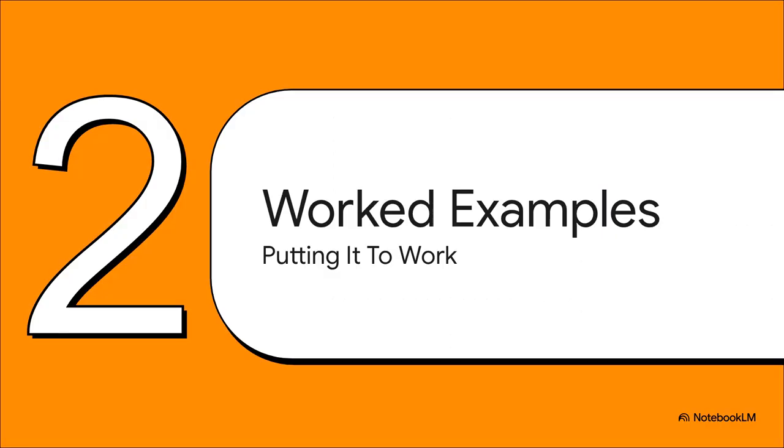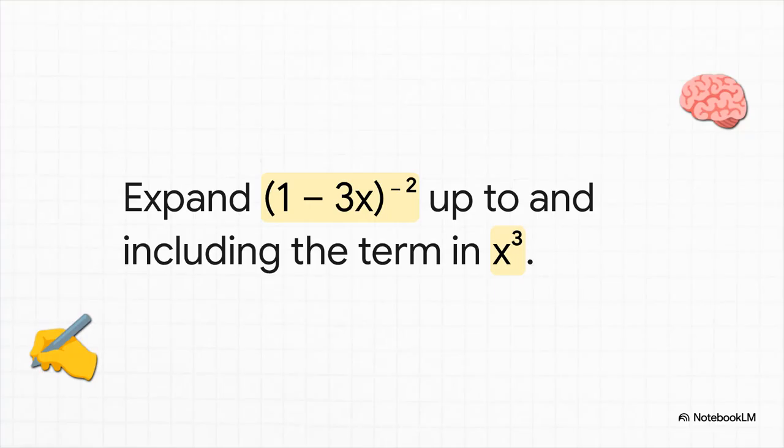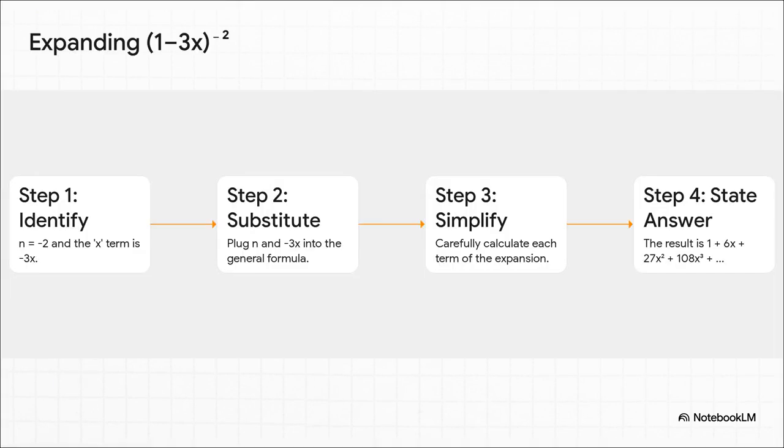Okay, theory is great and all, but the best way to really get this is to see it in action, right? So let's put this formula to work with a couple of examples. First up, let's tackle an expression with a negative power. Our mission is to find the first 4 terms for the expansion of (1 - 3x)^-2.